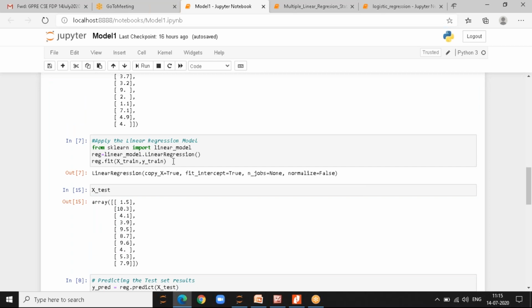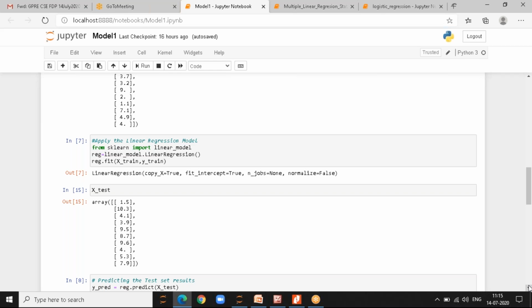Only when we write this line, the bias or the weight or slope, whatever we call it, will get generated, right? Until we write this fit function, we don't get it. When it is successful, it will tell you that the output has linear regression. I got it. And this object I have been storing in REG.